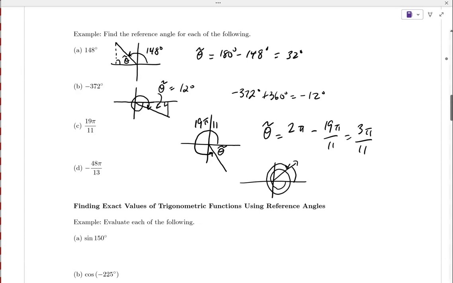So again, now I want this angle. How are we going to figure out that angle? Yeah, good. Because notice if I think about this completing the circle, I've gone once, twice around, haven't I? Right? That twice around the circle would be 4 pi, and then subtract the 48 pi over 13, which gives you 4 pi over 13.